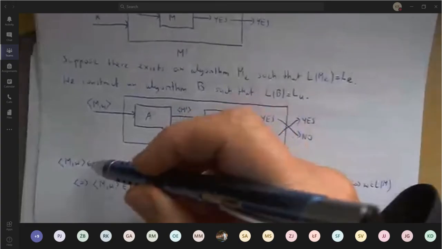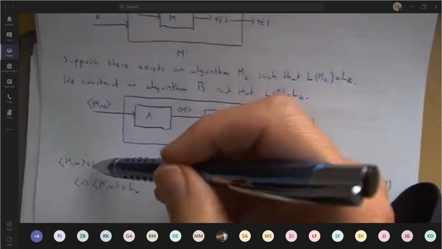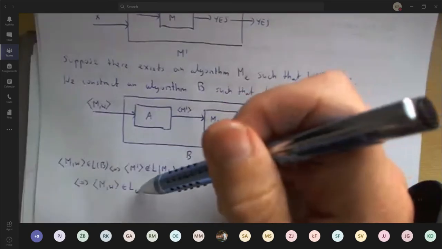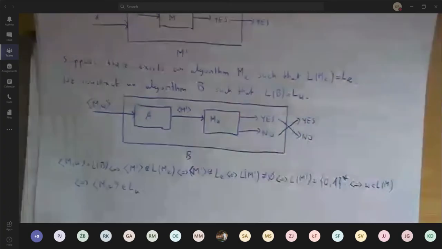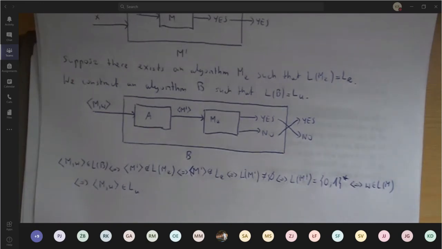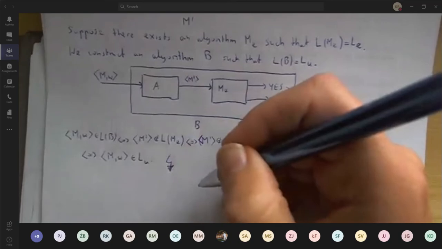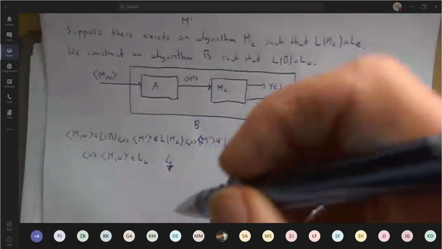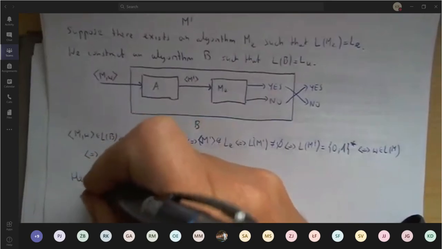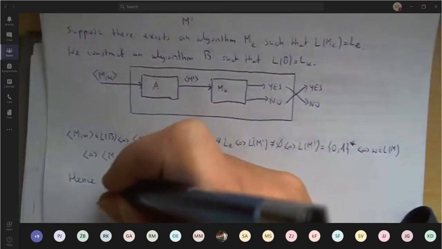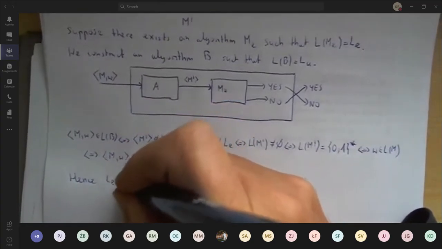So if M accepts W, that means that the pair MW belongs to the universal language. So we have shown that MW belongs to the language of B if and only if it belongs to the universal language. So the language of B is the universal language. So we have constructed a Turing machine with stop property for recognizing the universal language, and this is a contradiction because LU is not recursive. Contradiction. So we know that this assumption is not true, so LE is not recursive.